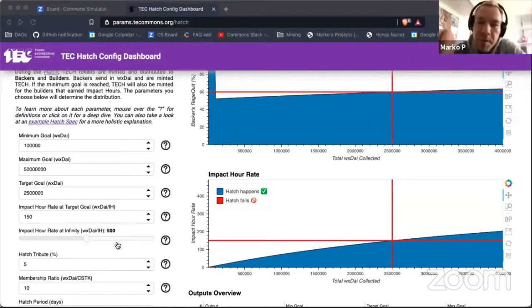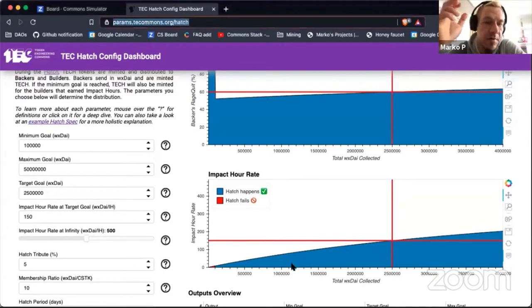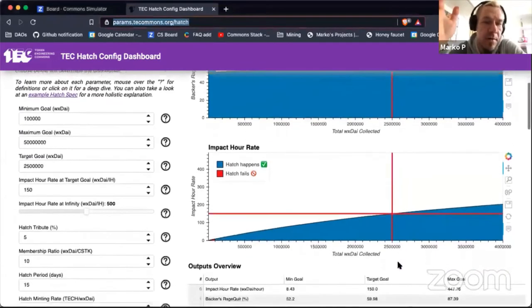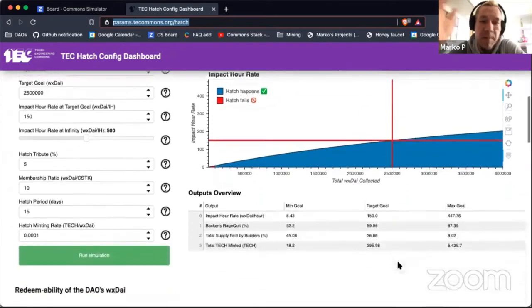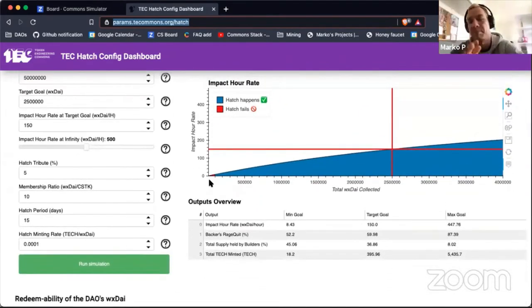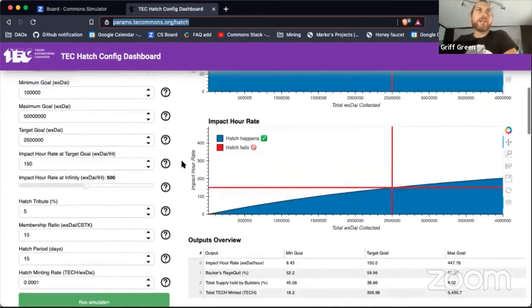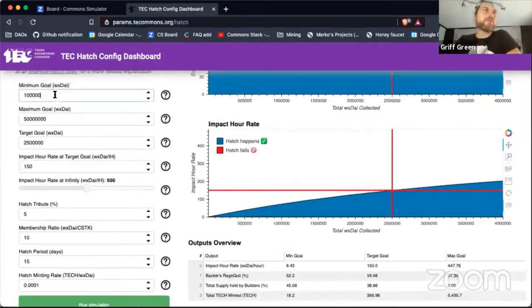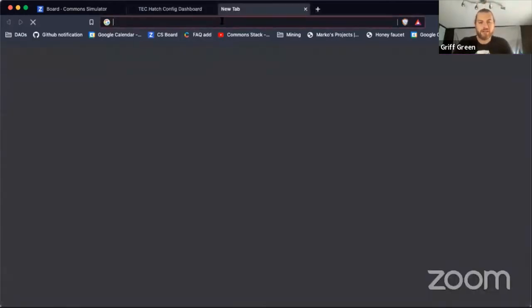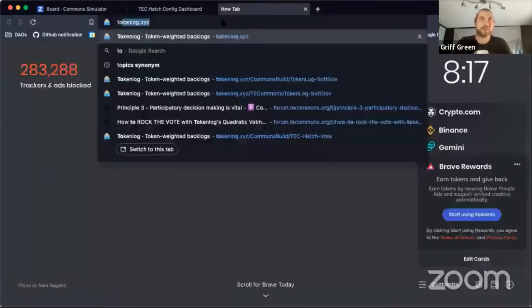I have a question on this first part here. How do you choose the ratio of the impact hour rate and the backers? In general, how do you best choose those parameters? Yeah, so I'll just go through it. Minimum goal, 100K. You know what, let's make it 1 million. Maximum goal, 50 million, let's make it smaller. And honestly, the best way to start is in the token log.